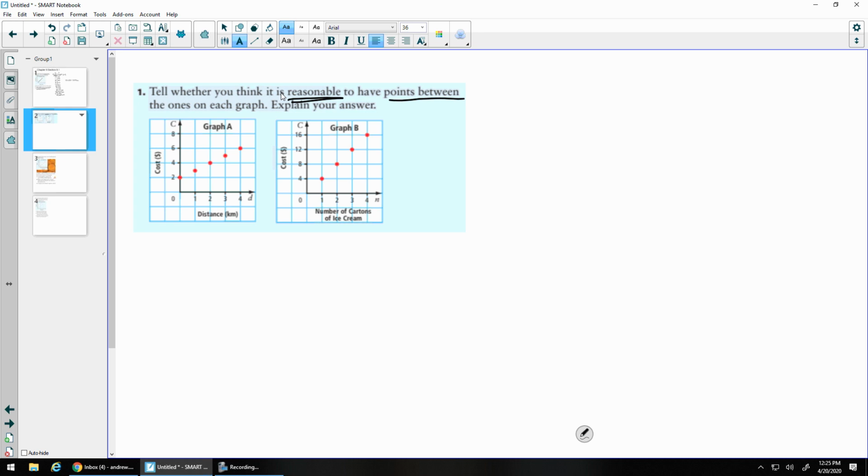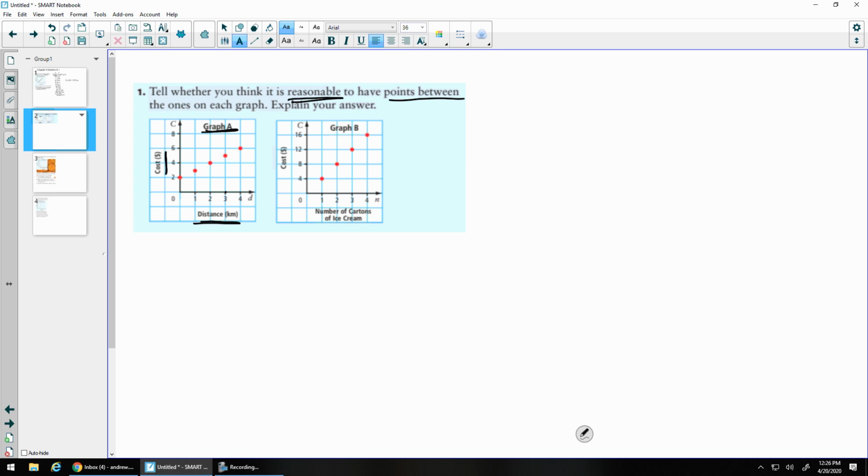So here we have cost and distance. If we look at graph A, it costs $2 to go 0 kilometers. To go 1 kilometer, it costs $3. To go 2 kilometers, it costs $4. To go 3 kilometers, it costs $5. But would it make sense to have points in between?